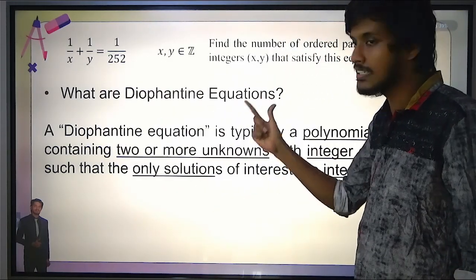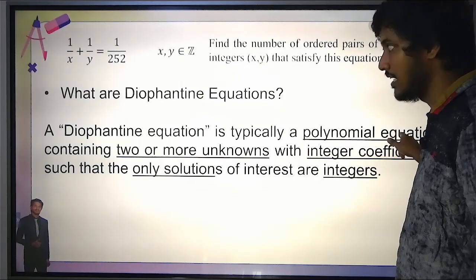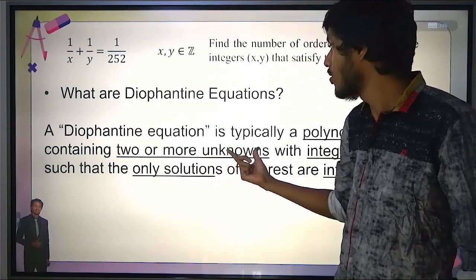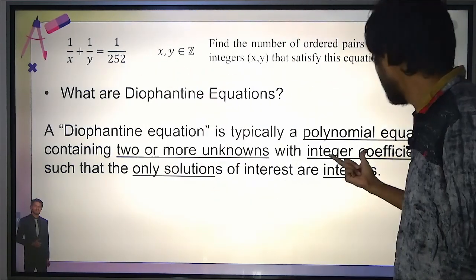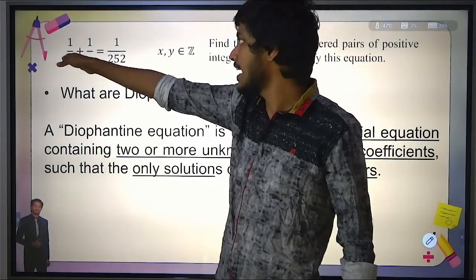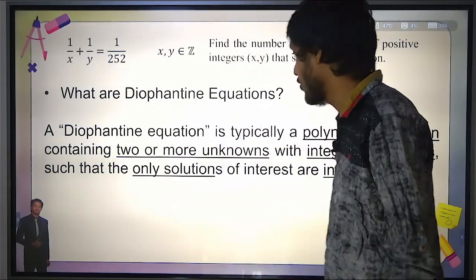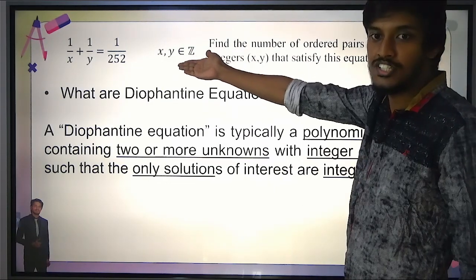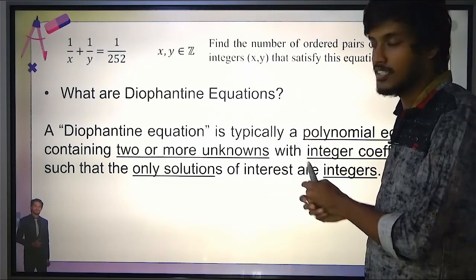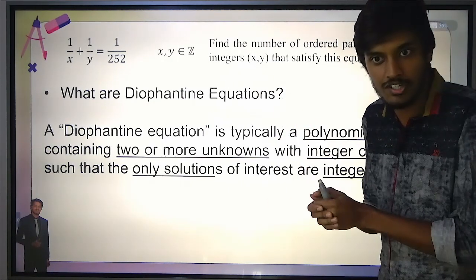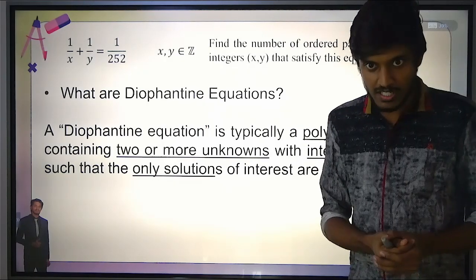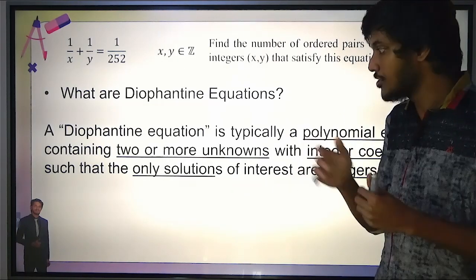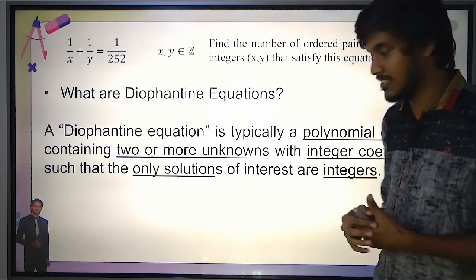If I consider the conditions one by one, it is a polynomial equation, as you can see. And also, there are two or more unknowns. There are actually two unknowns, x and y. The integer coefficients: x has the coefficient 1, y has the coefficient 1, such that the only solutions of interest are integers. So, I am giving you the condition that x and y both are integers. So, this is a typical example of a Diophantine equation. After knowing what a Diophantine equation is, you can categorize these types of equations as Diophantine equations and try solving them using the algorithm I am going to teach next.